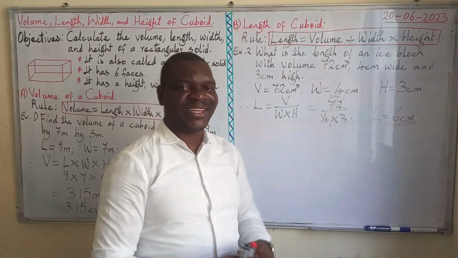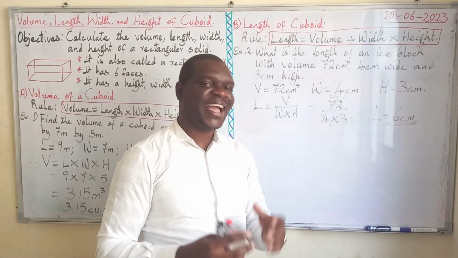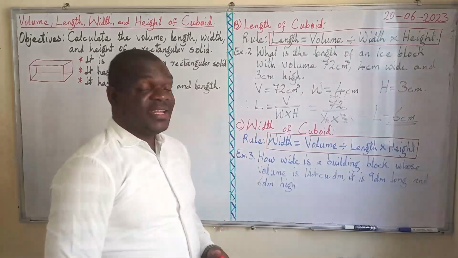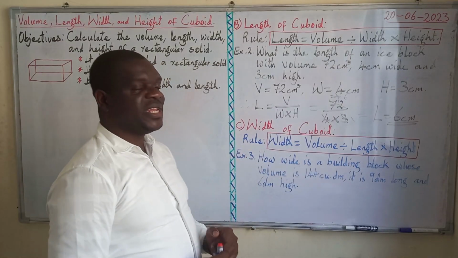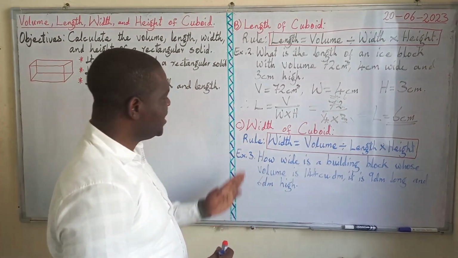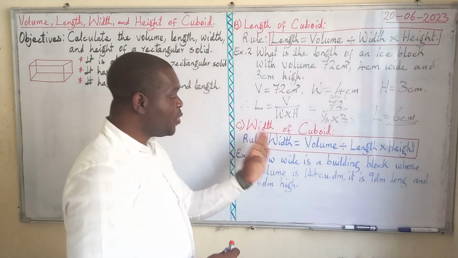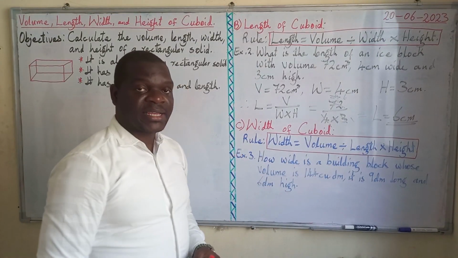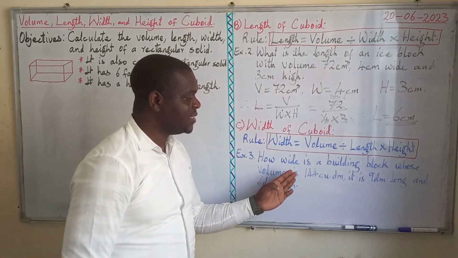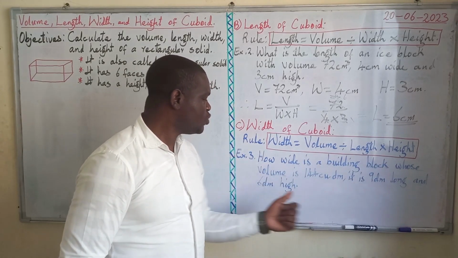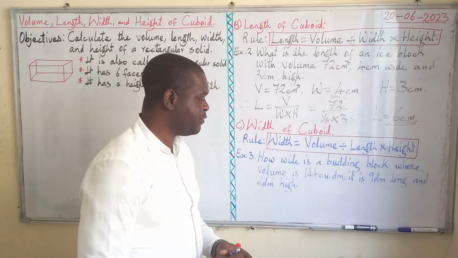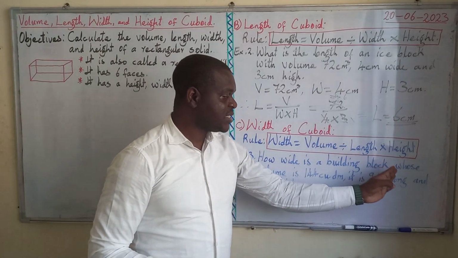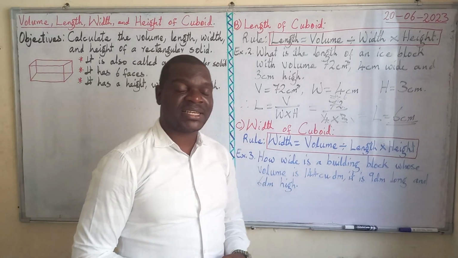Now let's move to the next aspect, that is how to find the width of a cuboid. In this aspect of how to calculate the width of a cuboid, the rule states that the width is volume divided by length times height. And this is our example. How wide is a building block whose volume is 144 cubic decimeters? Its length is 9 decimeters and 6 decimeters high.